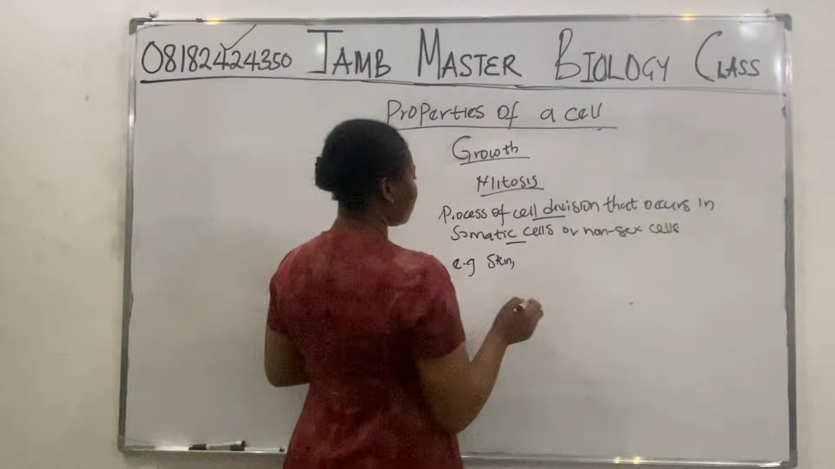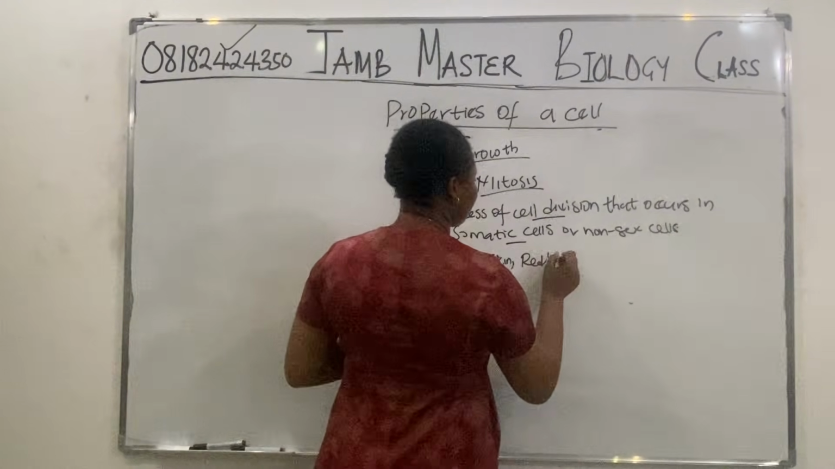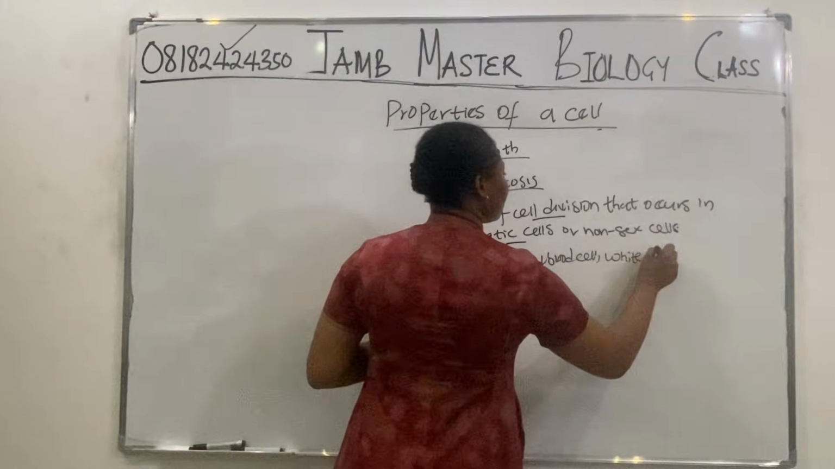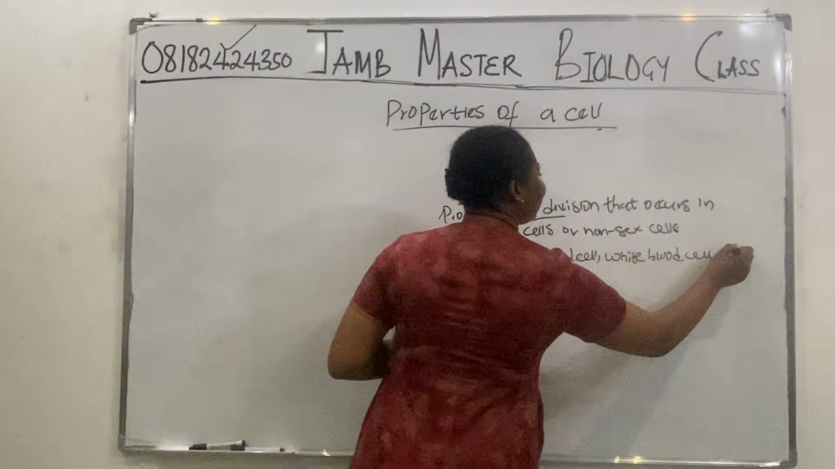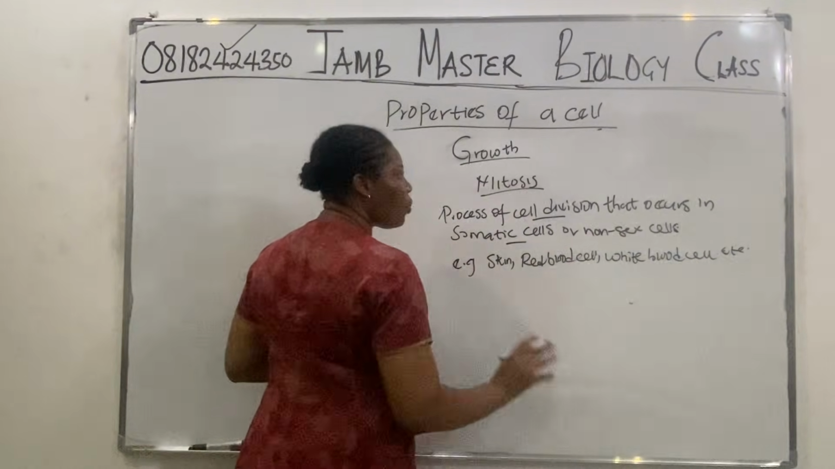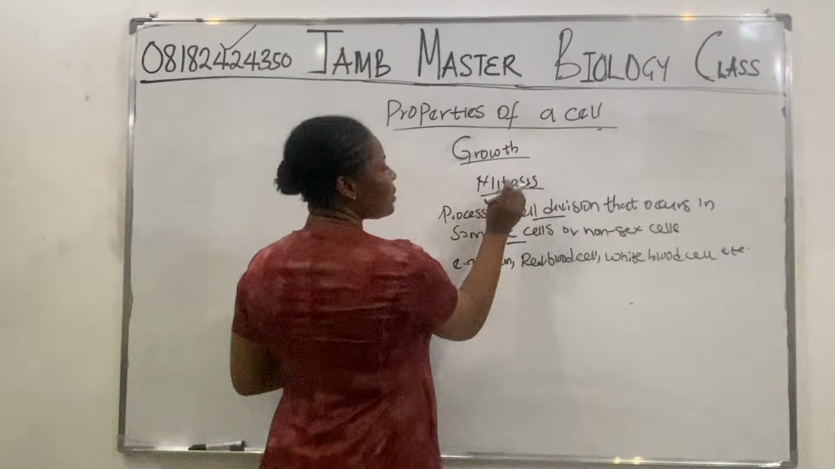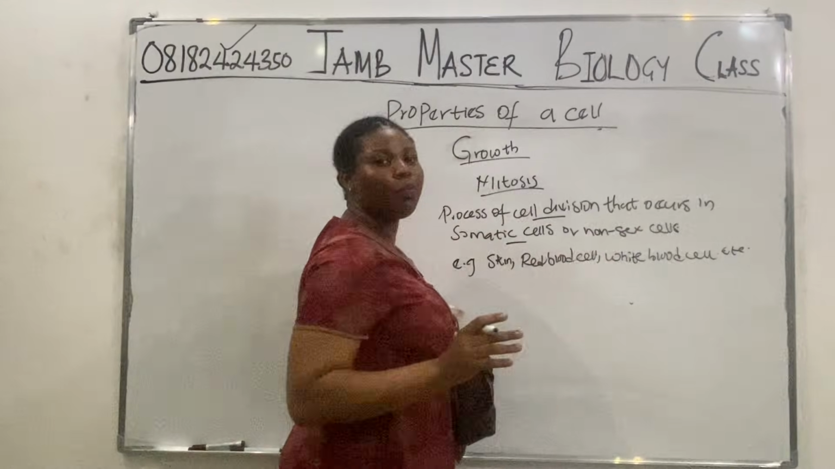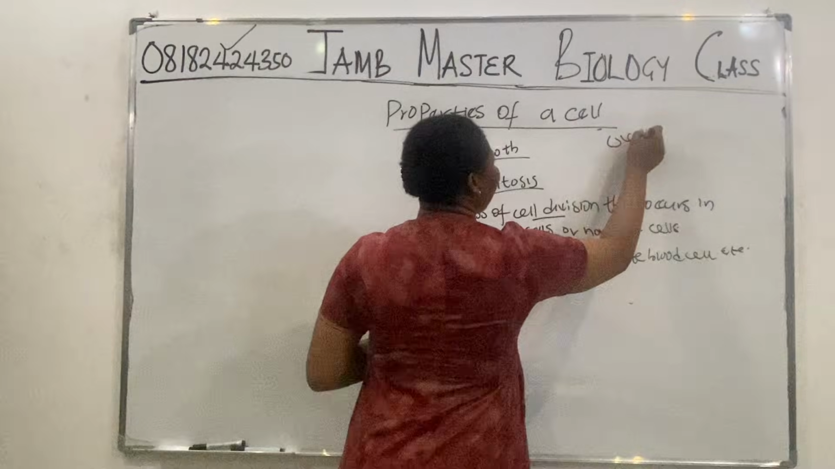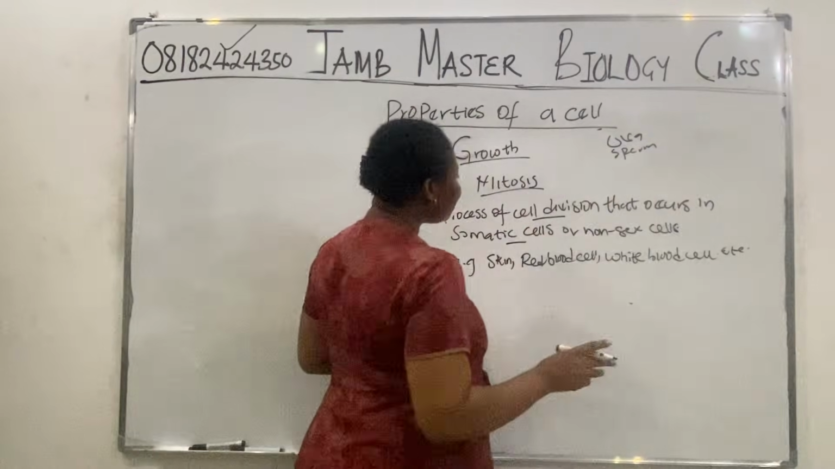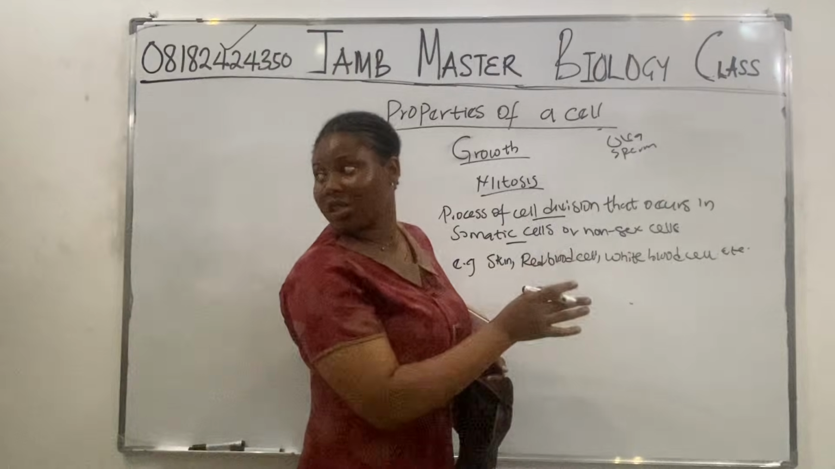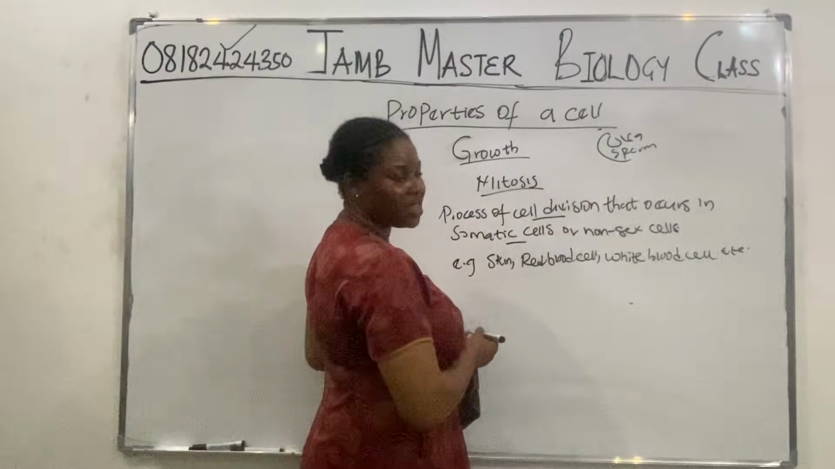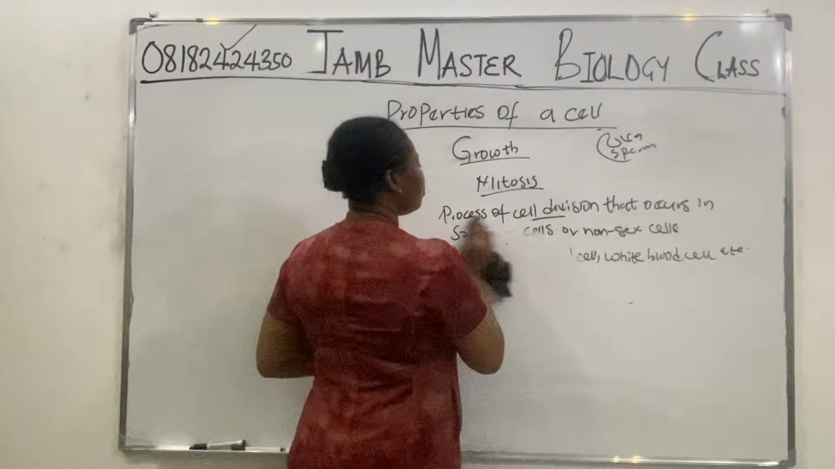We have red blood cells. We have white blood cells. And any other cell in the body that is not a sex cell, it is mitosis that is occurring there. So somatic cells are non-sex cells. Any cell in the body that is not the ova, which is the female egg, and the sperm, which is the male, is a somatic cell. The somatic cell is a non-sex cell, and for the sex cells, we have the ova and the sperm.